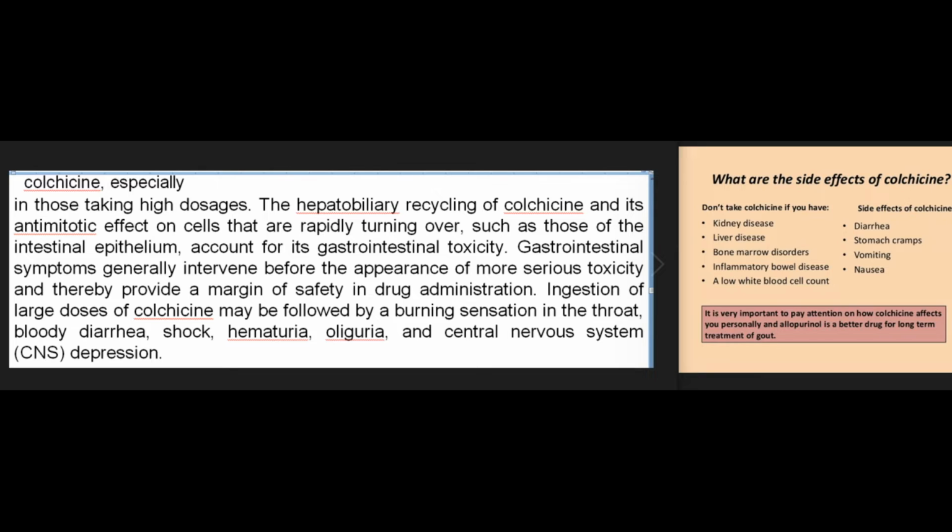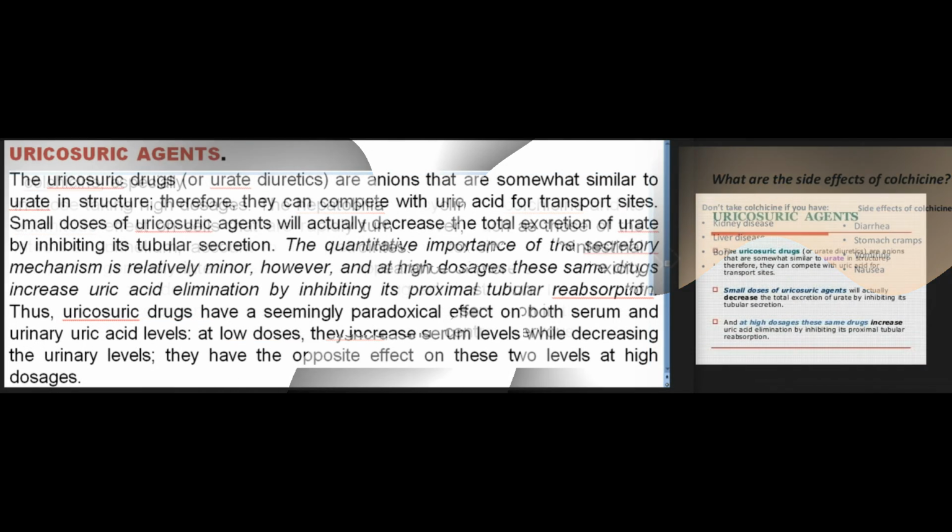Gastrointestinal symptoms generally intervene before the appearance of more serious toxicity and thereby provide a margin of safety in drug administration. Ingestion of large doses of colchicine may be followed by a burning sensation in the throat, bloody diarrhea, shock, hematuria, oliguria, and central nervous system, CNS, depression.